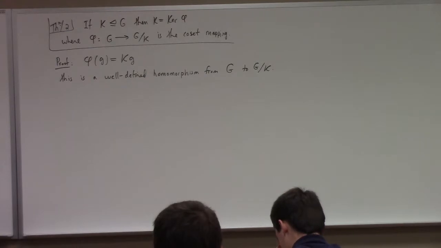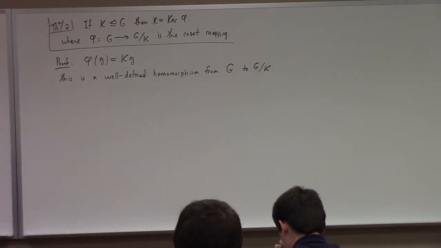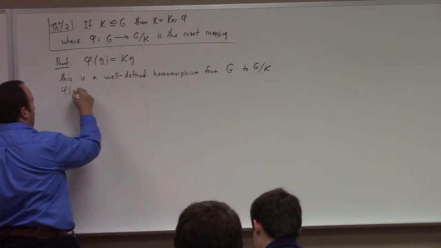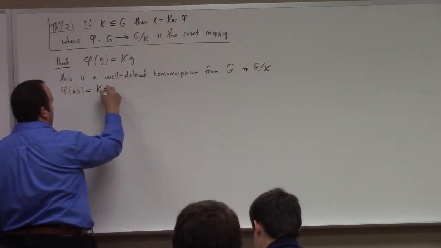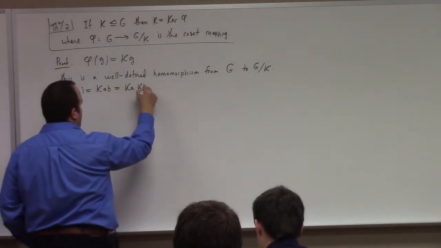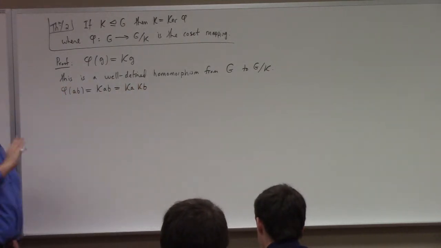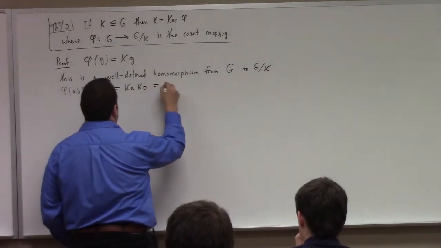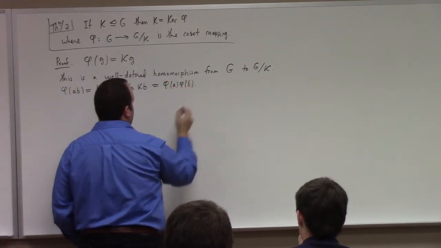Although I don't think there's really much. The well-defined part is not hard here. The domain is not a coset, it's the range. So there's really no ambiguity when I write phi of g is Kg. That is single valued. Homomorphism property, we can go through that again. Watch: phi of ab is Kab, which is Ka, Kb, right? That's well defined because K is normal. And so that's phi of a, phi of b. So there you go, it's a homomorphism.